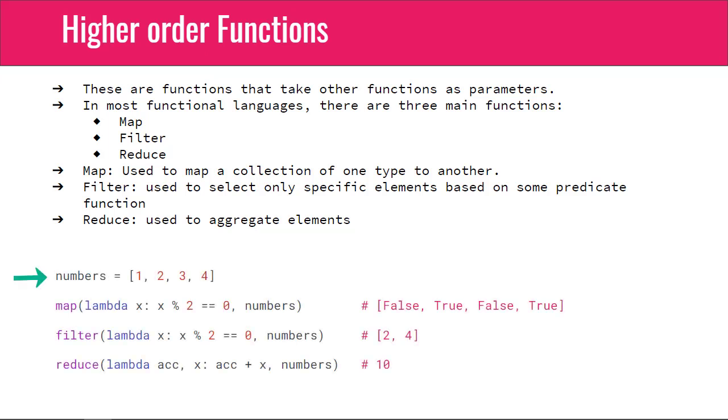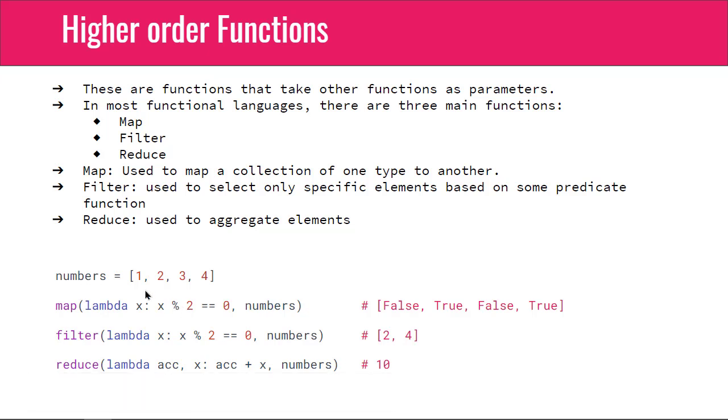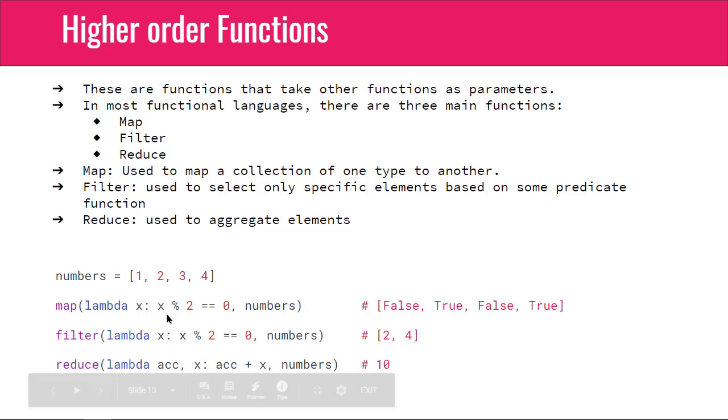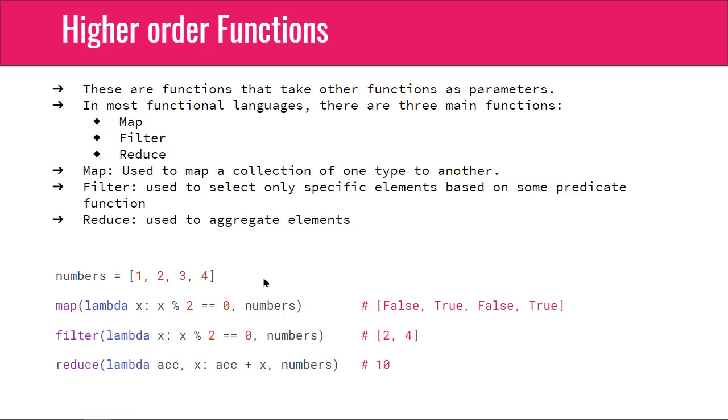Here I have got this numbers list with elements 1 to 4. If I want to transform this list into a Boolean list which checks whether a number is odd or even, then I can use a map function. Here you can see that our map function takes a lambda expression. This is the expression that is applied to all the elements of our input list. In this case, it only checks whether a number is even or odd. For all even numbers, it simply returns true, and for odd numbers, it returns false.